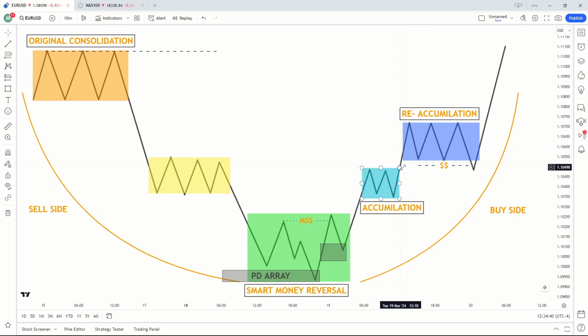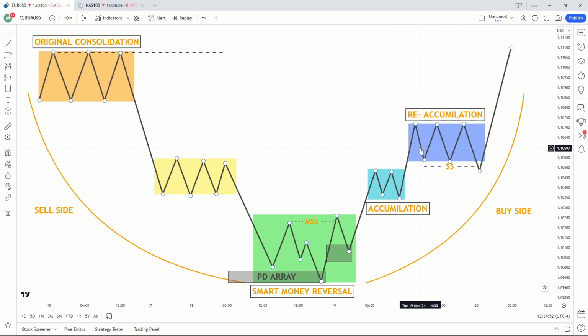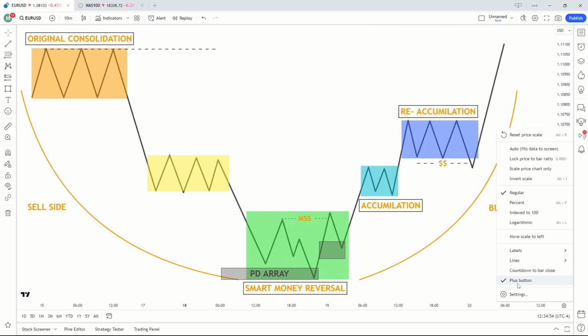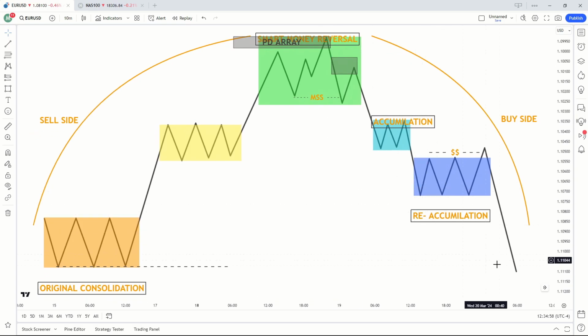Now, for ICT's favorite strategy, we are focusing on the reaccumulation on the last leg. So we're focusing on market pushing all the way back to the original consolidation. This is his favorite strategy. So we're going to enter at the reaccumulation zone. However, if we are looking at a sell model, this would simply be called a redistribution zone.